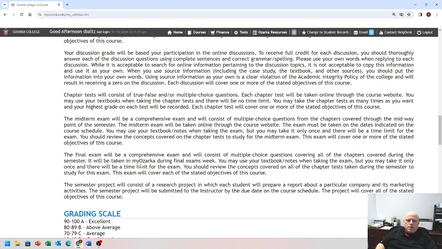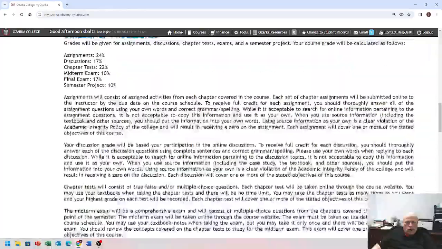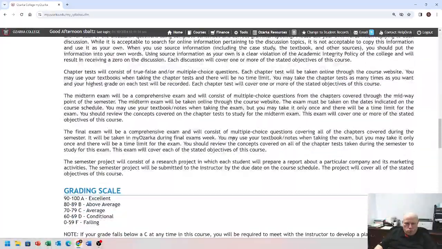The final exam basically is the same as the midterm exam, except that the final exam will cover everything that we will have learned about during the course of the semester. So all the concepts that we presented during the semester will be covered on the final exam. But just like the midterm, you'll only be able to take it one time, and there will be a time limit.